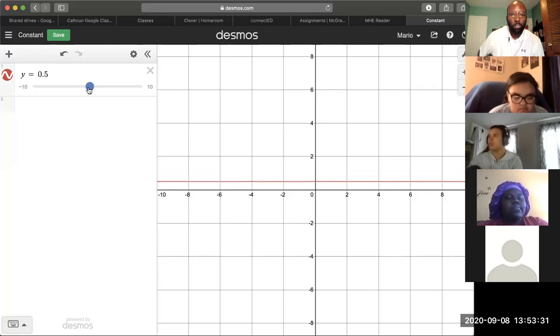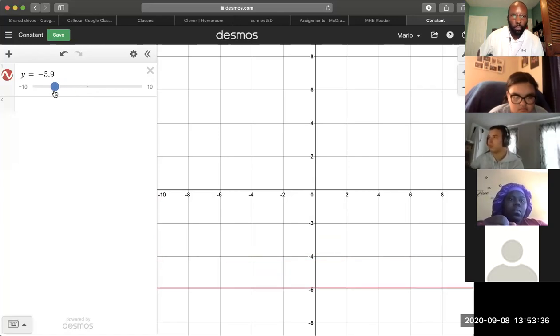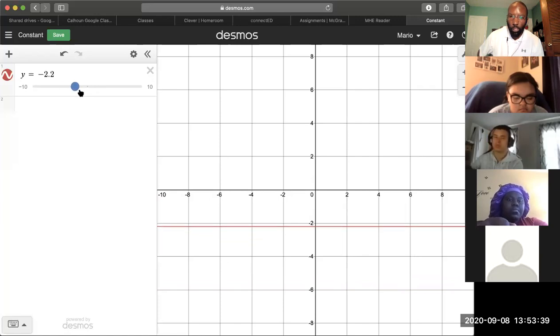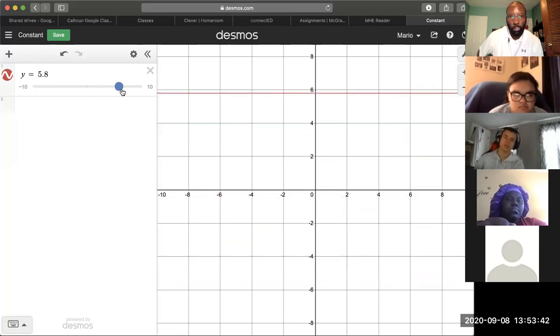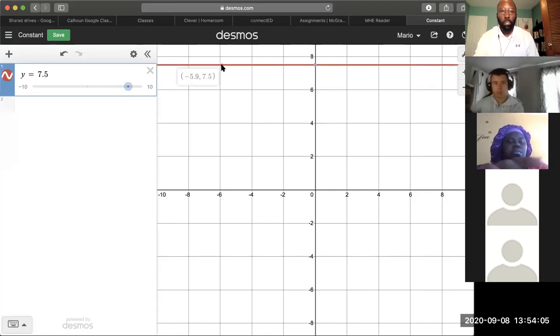Whenever you have a constant function, even though I'm moving these values around, what do you notice about the line? It's one straight horizontal line. It is always going to be a straight horizontal line. Any constant function, all constant functions will be perfectly straight horizontal lines. And technically, this is a function because each x value will only give me one y value. That's what makes it a function.